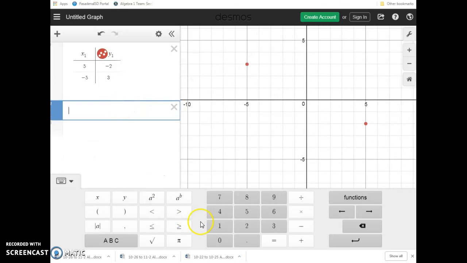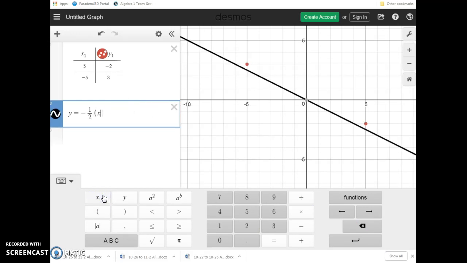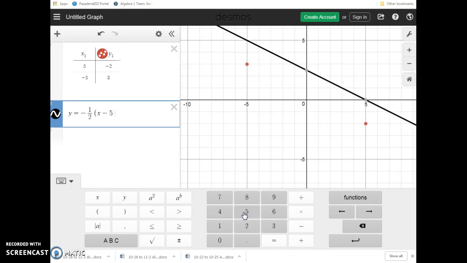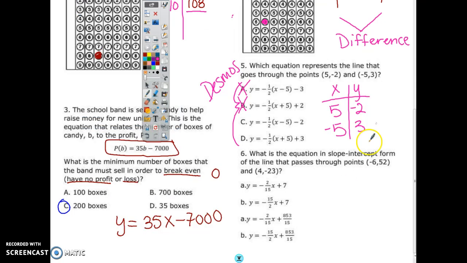C is y equals -1/2, go over, open parentheses, x minus 5. Okay, close parentheses, and then -2. Oh, look. Okay, we have an equation, and it goes through both of our red points. So, C is our answer. We go back, and it will be letter C. Okay, do it in a different color.